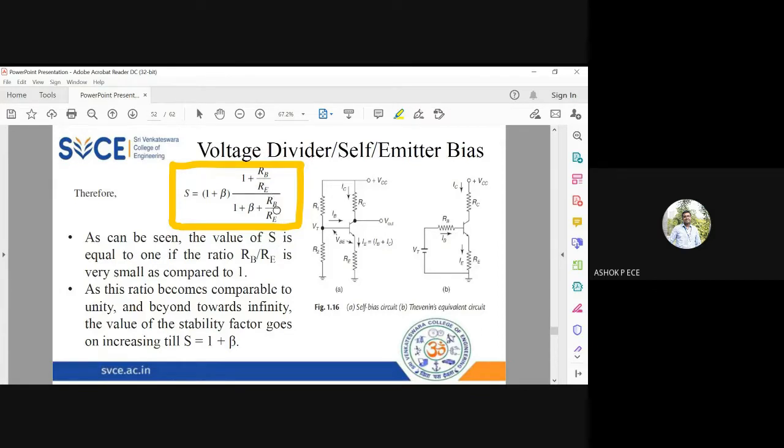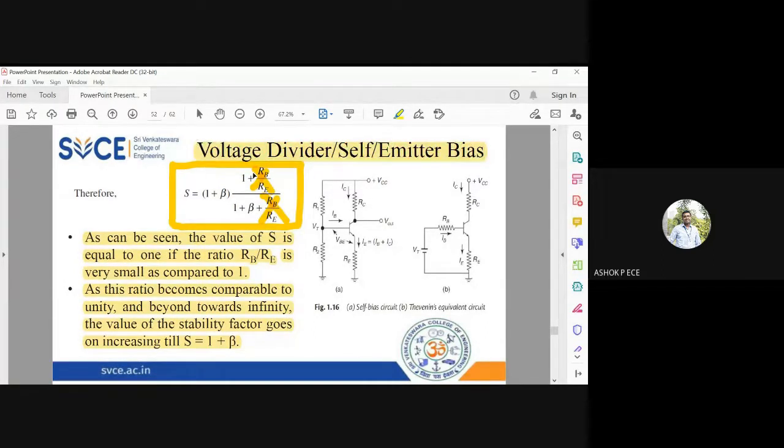So when you do that, this RB by RE, I can make it almost zero. So I can ignore the term RB by RE. When you ignore that term, 1 plus beta into 1 by 1 plus beta, your S value will be equal to 1. But when this RB by RE value is very, very large, then S value will also become very, very large. So it all depends on how you ensure that the RB by RE value is very, very small when compared to 1. That is the limiting factor in the design of the voltage divider bias.